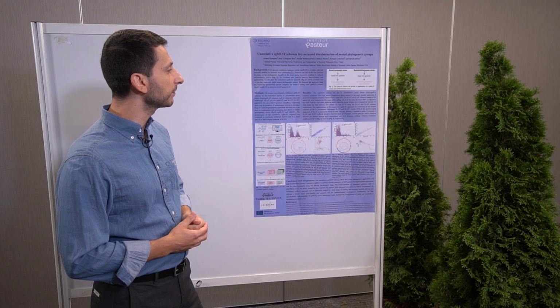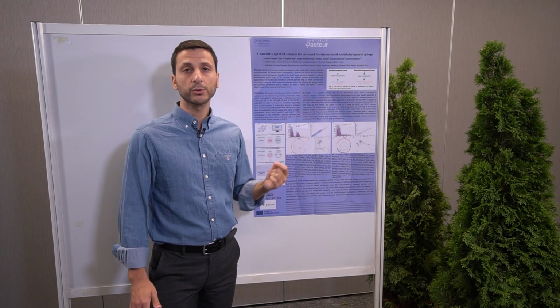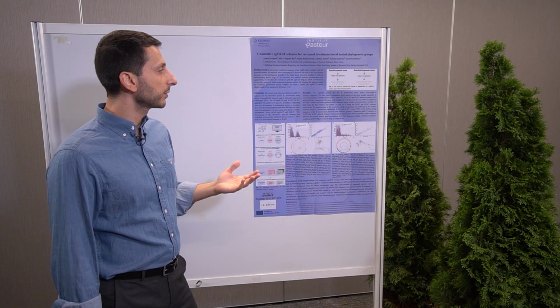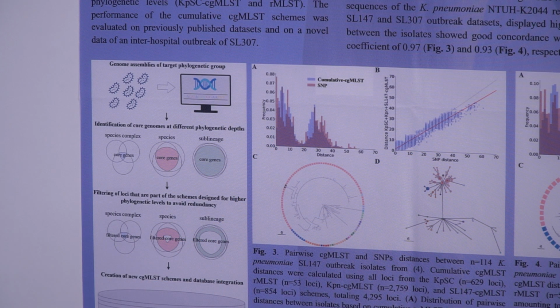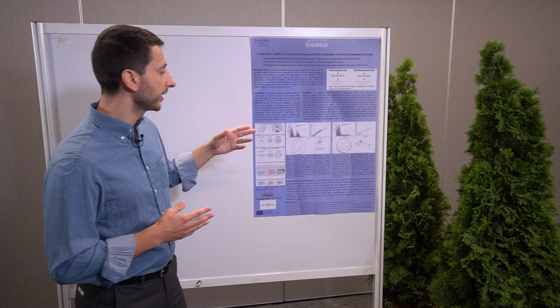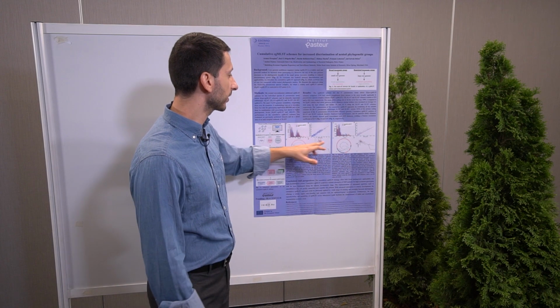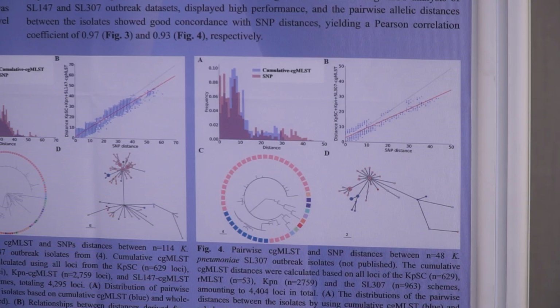So to test the performance of a cumulative cgMLST strategy for these sublineages, SL147 and SL307, we tested their performance in outbreak datasets, and we could see in these figures that the pairwise distances obtained with cumulative cgMLST analysis were very similar to the distances obtained with single nucleotide polymorphism analysis, yielding a Pearson correlation coefficient of 0.97 for the case of SL147 and 0.93 in the case of SL307. And so we see that they perform very well.